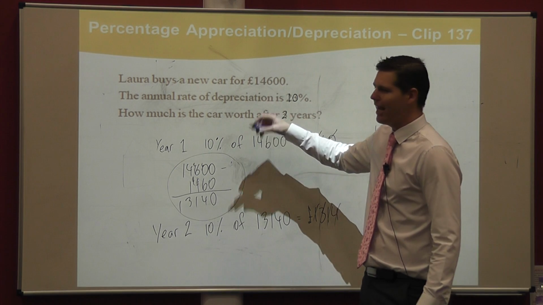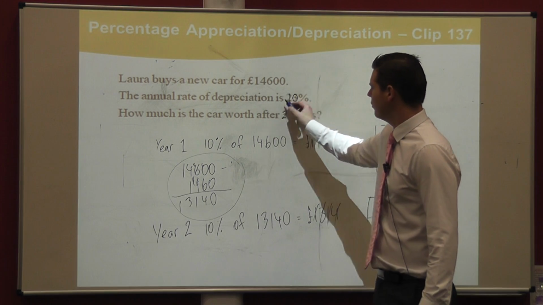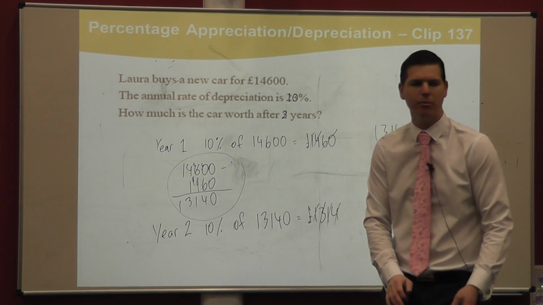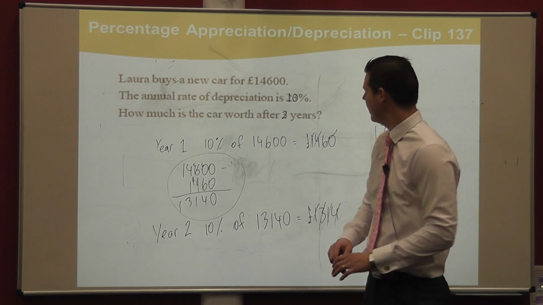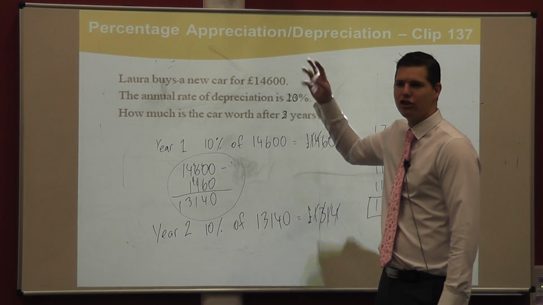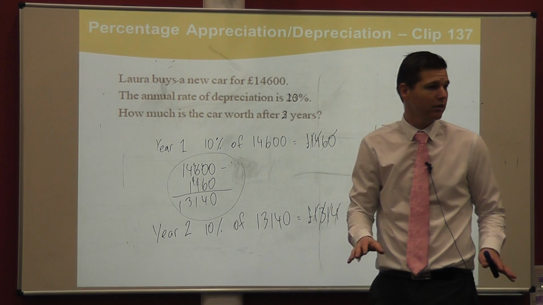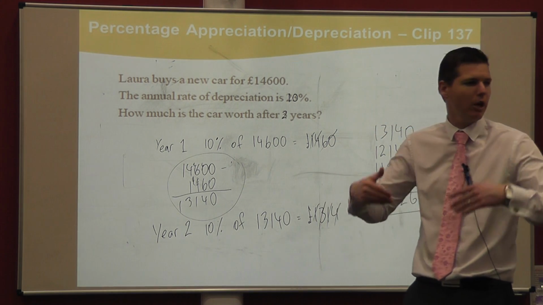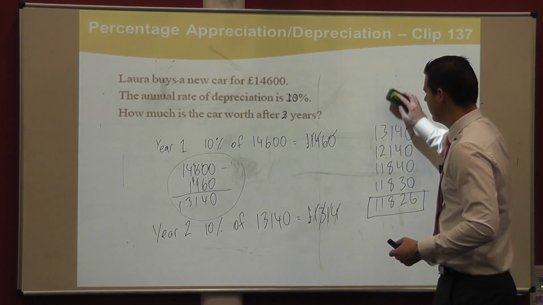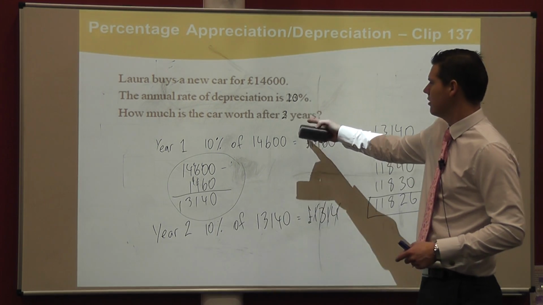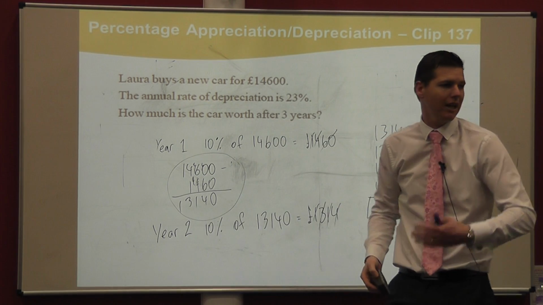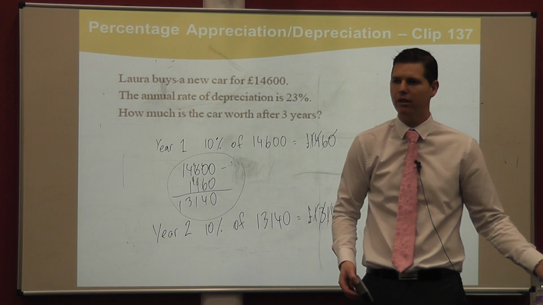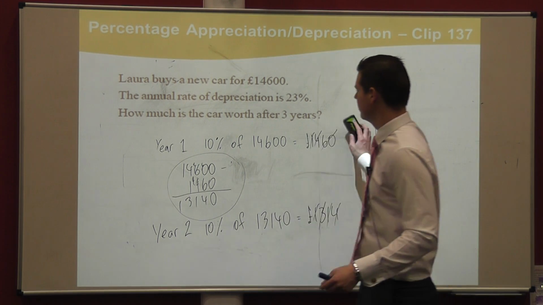Notice in depreciation, what you do is you take off 10%, and then you have to recalculate what 10% is and take it off again from the new amount. The common mistake is to work out this amount and then just take it off twice. You can't do that. It changes year on year, as it does for compound interest or appreciation, where it's going up in value. So make sure you do that. You have to calculate the percentage, in this case 23%, 3 times on 3 different values. Each time it's dropping by 23%, but that's a different amount year on year.